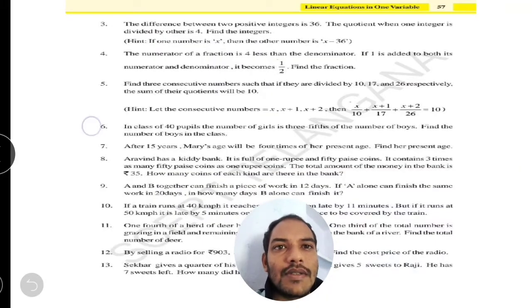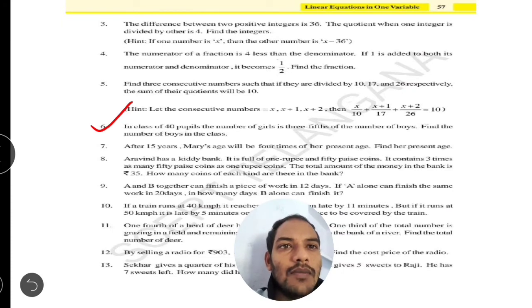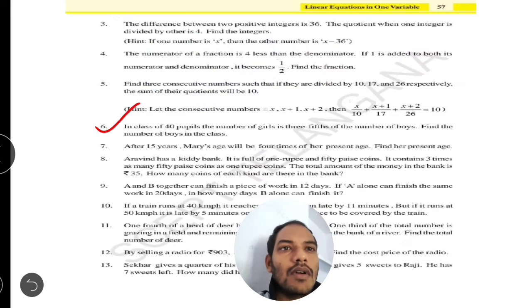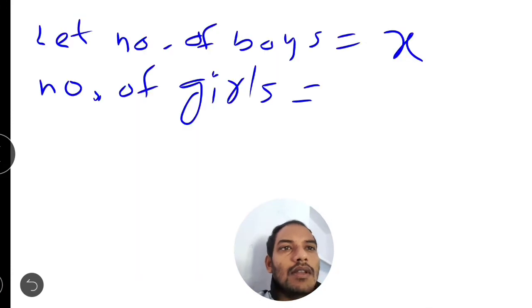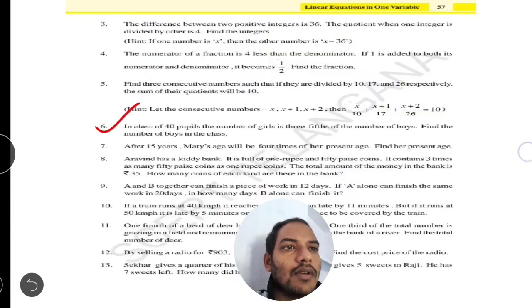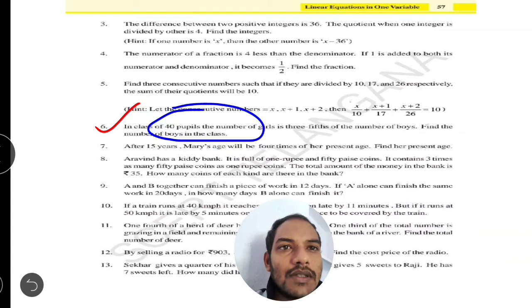Next question, the 6th one. In a class of 40 pupils, the number of girls is 3 by 5th of the number of boys. So the number of boys equals x, then the number of girls is 3/5 of the number of boys, which is 3 by 5 of x, equal to 3x divided by 5. In the question the number of students means pupils, so the number of pupils is 40.